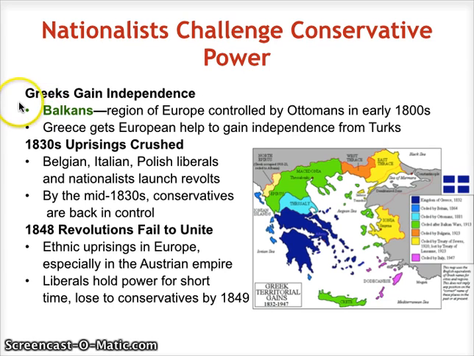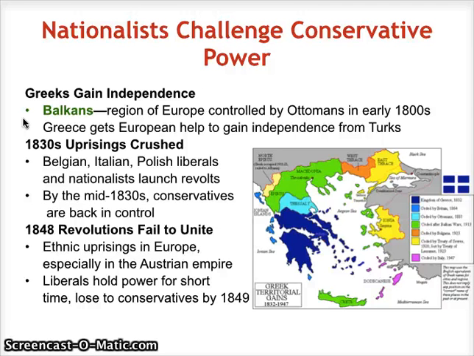The first area is we have the Greeks. The Greeks are going to gain independence in the Balkan area. Now, the Balkan area is controlled by the Ottoman Empire. The Ottoman Empire is actually a Muslim empire. This is the same sort of extension of Muslim empire that we've discussed before.